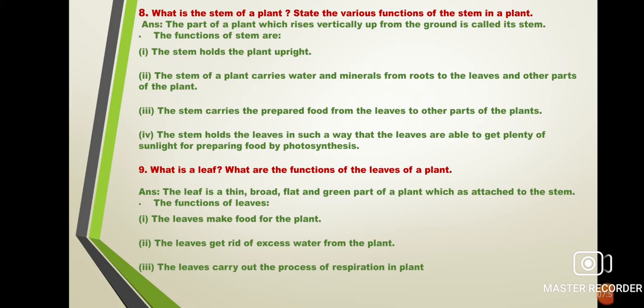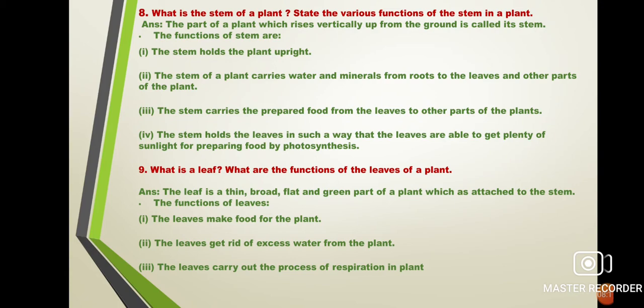Next, question number 9. What is a leaf? What are the functions of the leaves of a plant? So, what is a leaf? The leaf is a thin, broad, flat and green part of a plant which is attached to the stem. It is attached to the stem by means of the leaf stalk. Now, what are the functions of leaf?